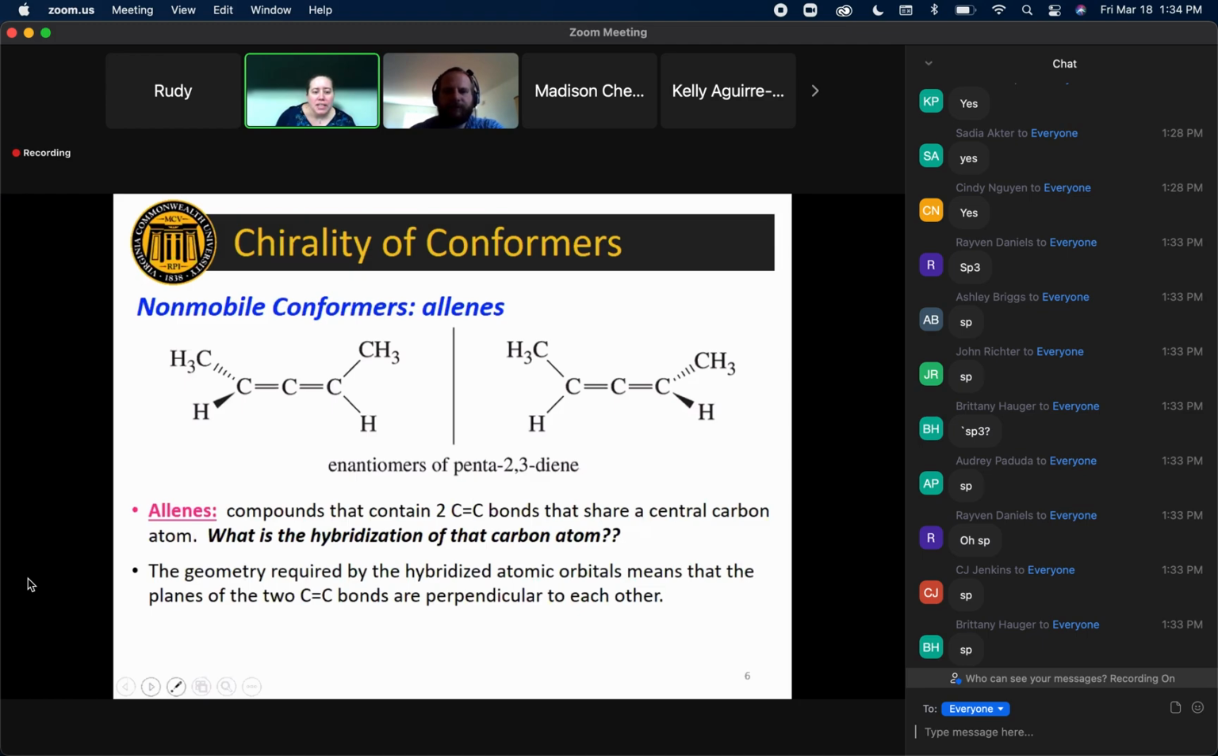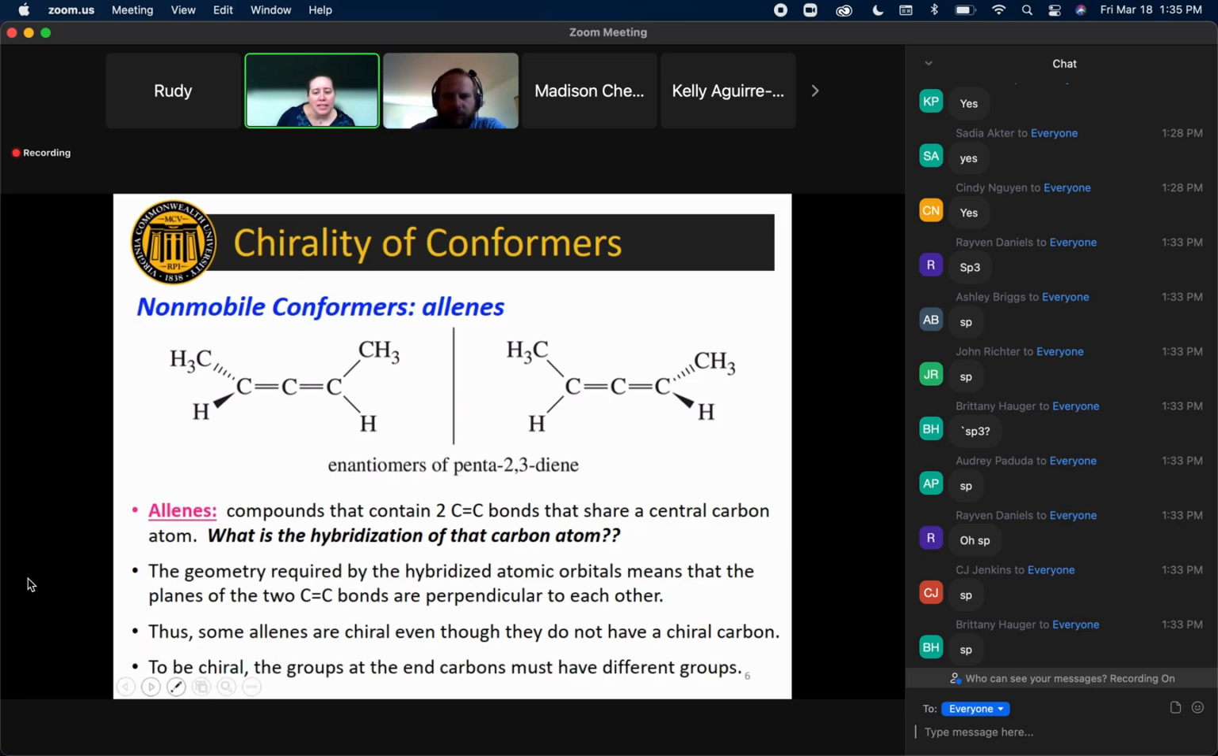So you can kind of see how that means, because we know we can't rotate around these, that we have forced ourselves into a conformation where the 4 different substituents on the ends of this allene are pointed in a particular arrangement, right? And so these cannot be superimposed on each other. Make sense? Cool.